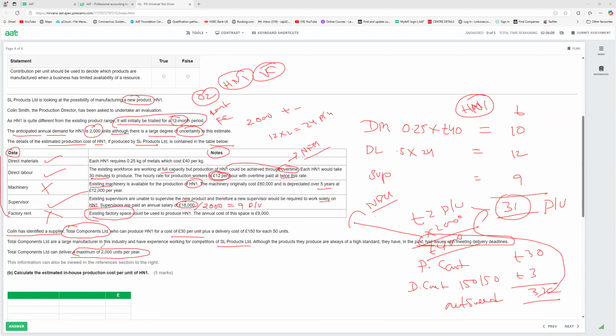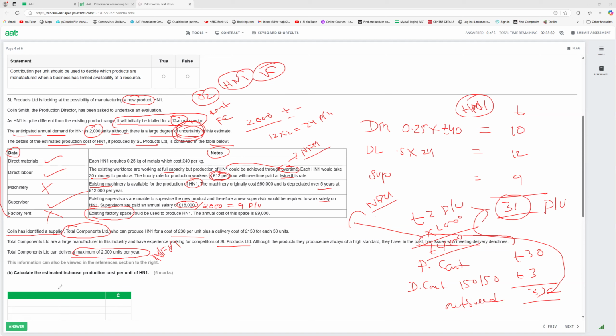Remember the question told us before it could be plus or minus because the demand is very uncertain. That means it could be 2,000 plus or minus. Now, Total Components can deliver only a maximum of 2,000. That means if demand is more than 2,000, they will not be able to deliver anything. So that's a risk. That's another non-financial matter we have to consider.